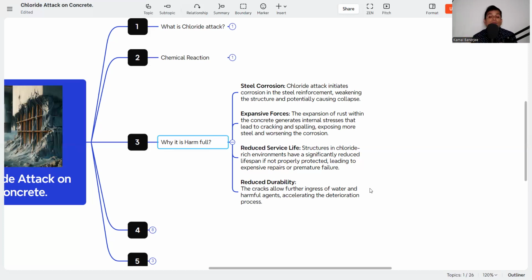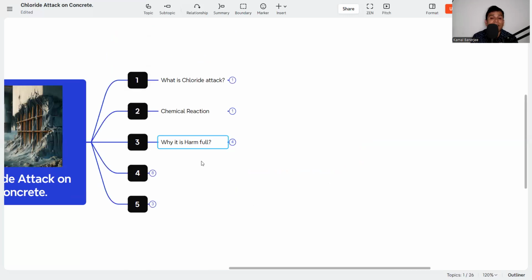The cracks allow further ingress of water and harmful agents, accelerating the deterioration process. So either way, if the concrete and the steel deteriorate, structural stability is a problem, service life is a problem, durability is a problem, and strength is a problem. What we designed for strength and durability, we will not get, and the concrete will not achieve the service life we are expecting. So that is why this is very much harmful.